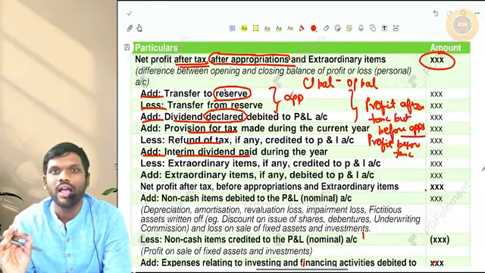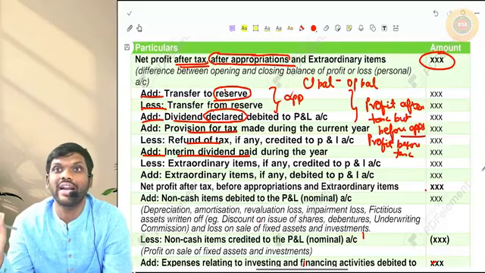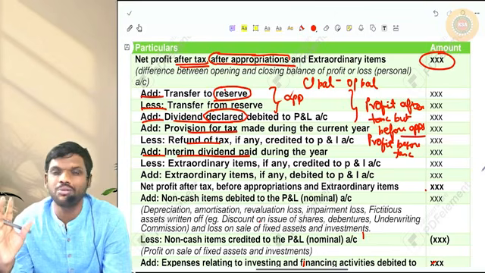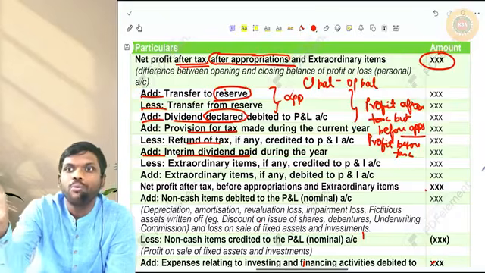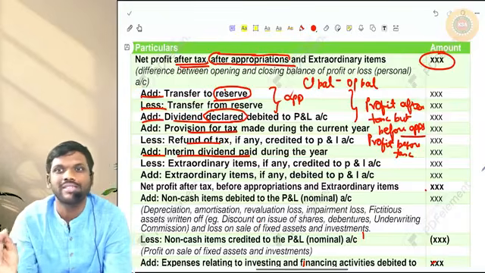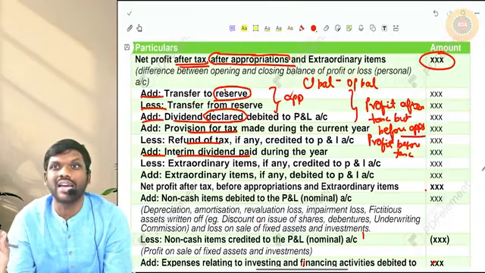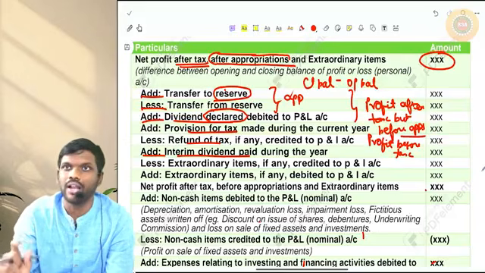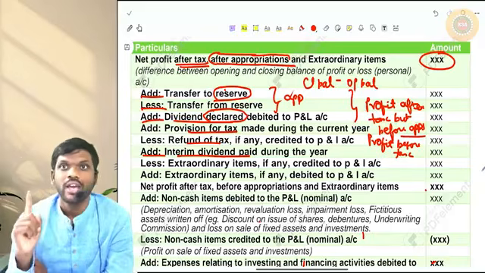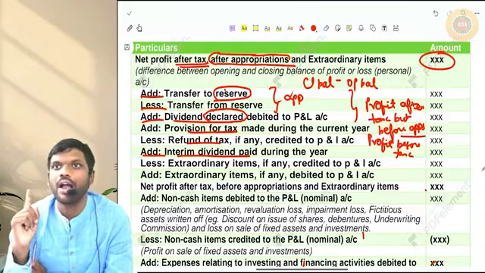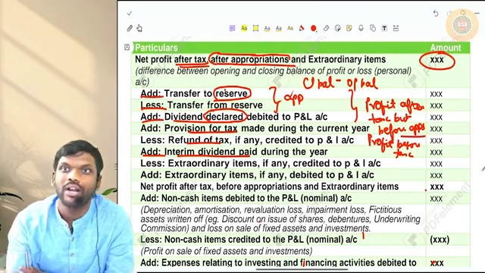Basically, first I am removing all the appropriations and all the tax related items. Sir, how do I know which is plus and which is minus? If something is debited in P&L, to remove it we have to add, because if something is debited, it reduces your P&L. So to remove the effect of that, we add. If something is credited in P&L, it increases your P&L, and to remove the effect of that, you subtract. Have this very strong in your mind. If something is debited to P&L and you want to remove it, you add. If something is credited in P&L and you want to remove it, you subtract.